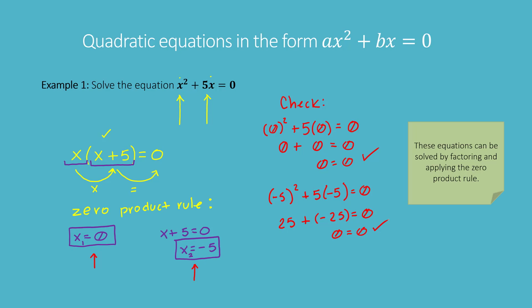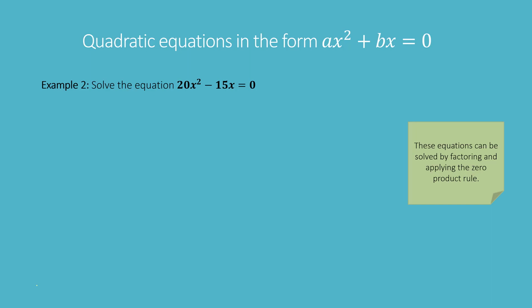Let's apply the zero product rule to our next example. Now our quadratic equation is 20x squared minus 15x. Again, we only have the quadratic term and the linear term. So let's find the common factor between these two terms. We have 20 and 15. 5 is a multiple of both numbers, so 5 is a common term, and our variable x also is a common term between them.